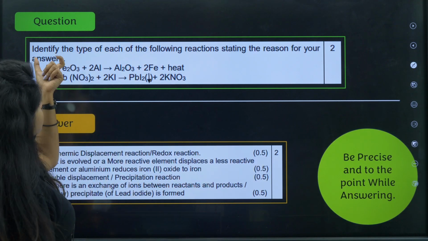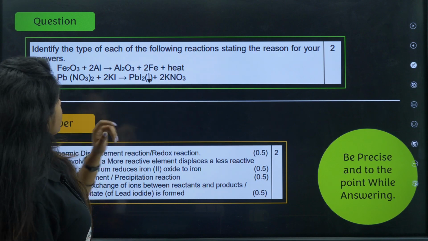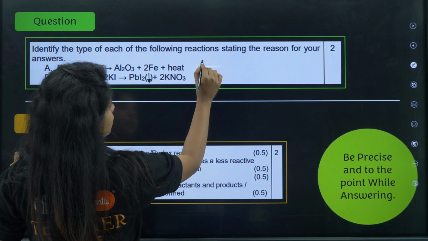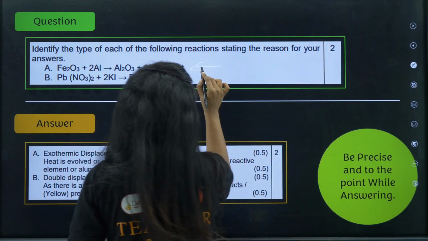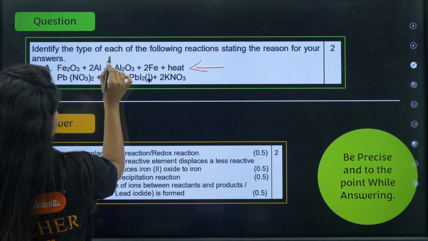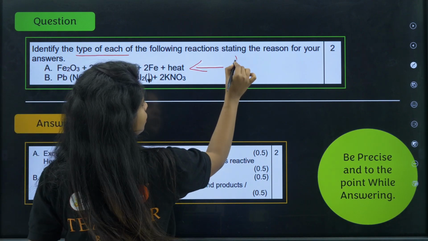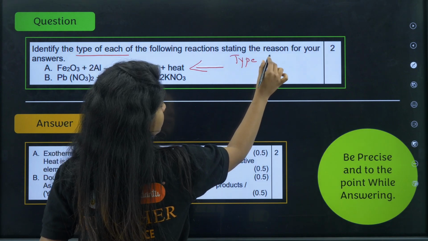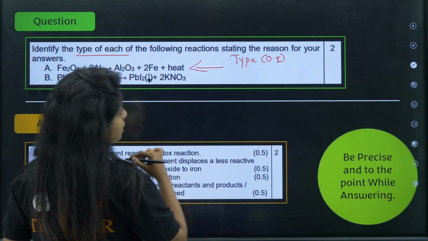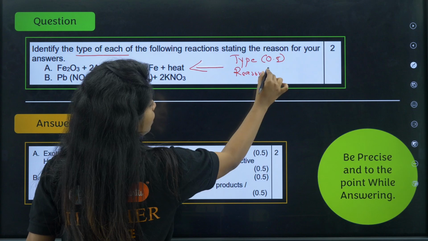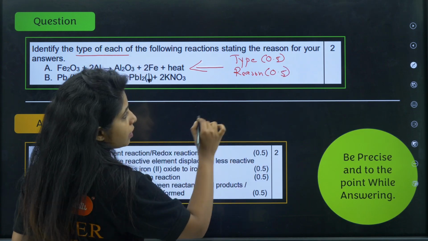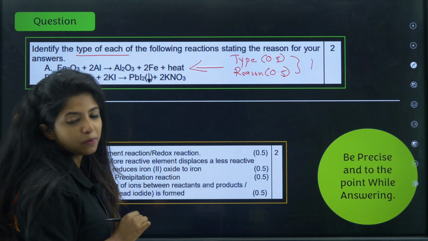So the question says, identify the type of each of the following reactions. You took this particular reaction that you see over here, and the first part of the question says you have to find the type. If you find the type, that will give you 0.5 marks. Second says, state the reason. The reason for this particular thing will give you another 0.5 marks. Together it gives you 1 mark.